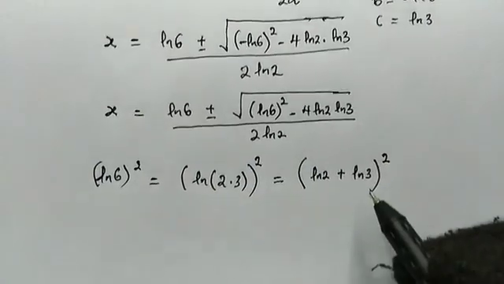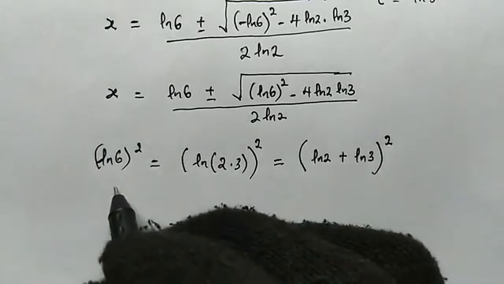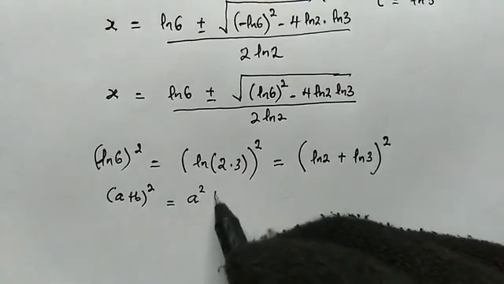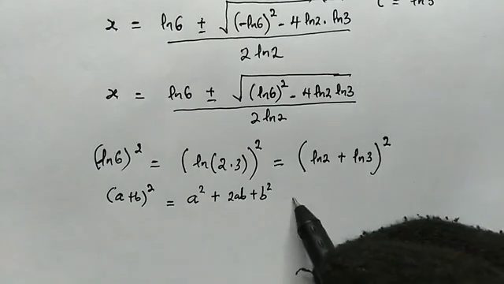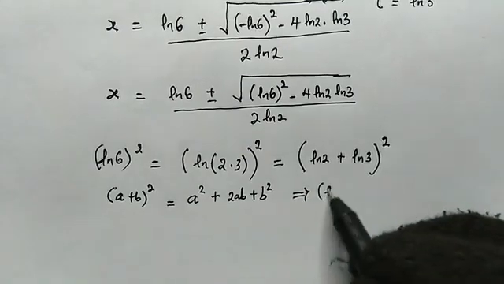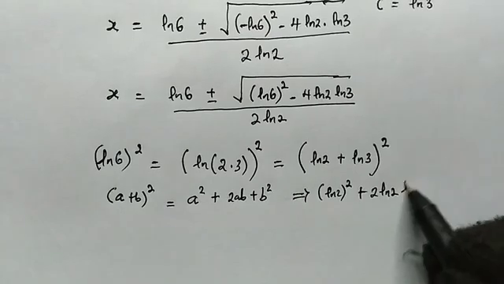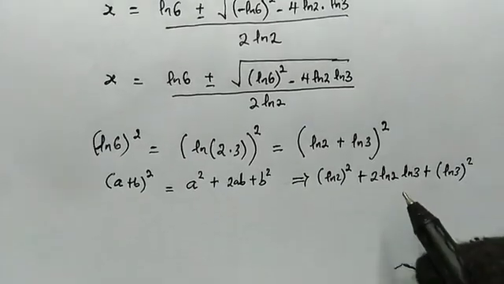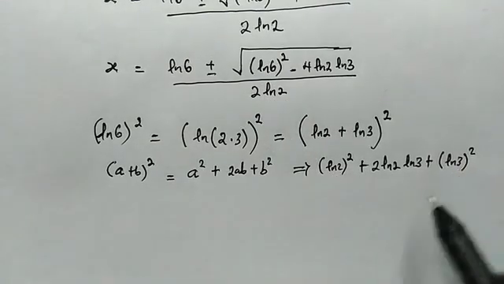Then this is squared. Now we know the binomial expansion, right? Remember, (a plus b) squared is equal to a squared plus 2ab plus b squared. So make use of this from here. We have the natural log of 2 squared, then plus 2 times the natural log of 2 times the natural log of 3, then plus the natural log of 3 squared. So we can say that the square of the natural log of 6 is exactly equal to this.